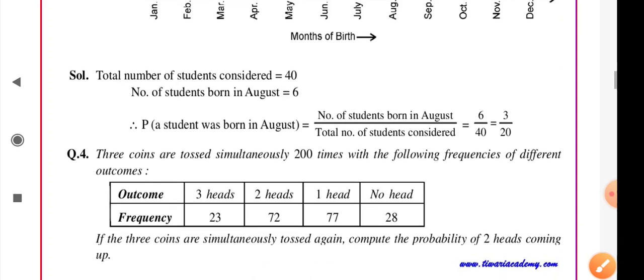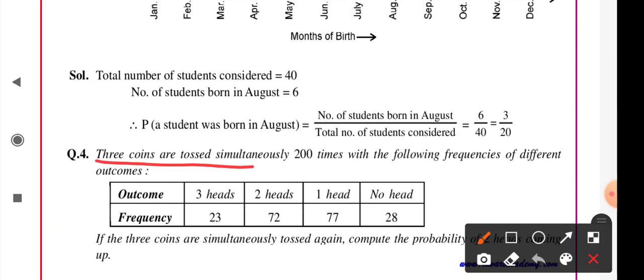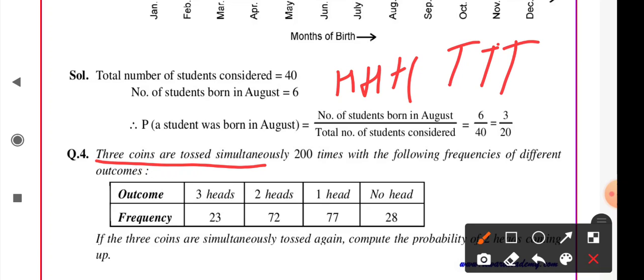Now moving to the next question, you can see that three coins are tossed. If you are tossing 3 coins, you can get HHH, or you can get TTT, tails, or you can get HTH.